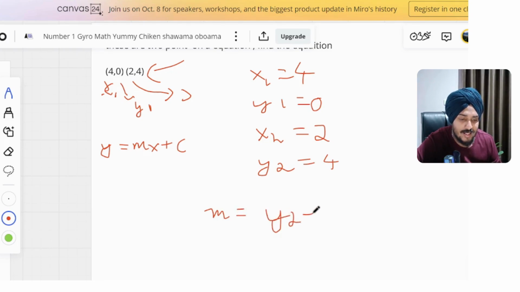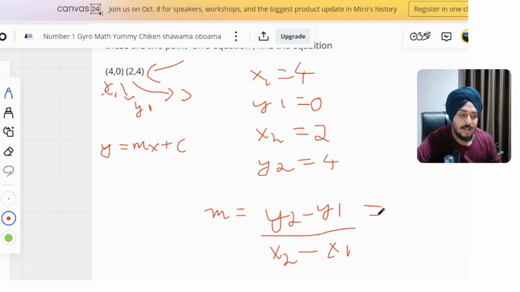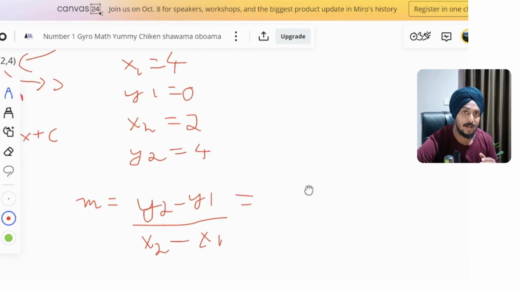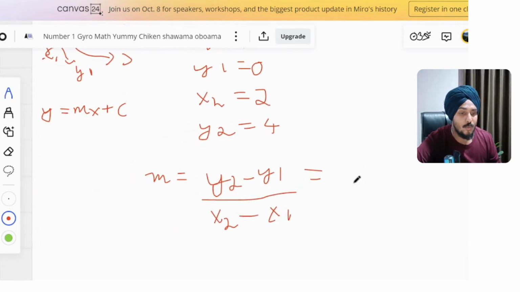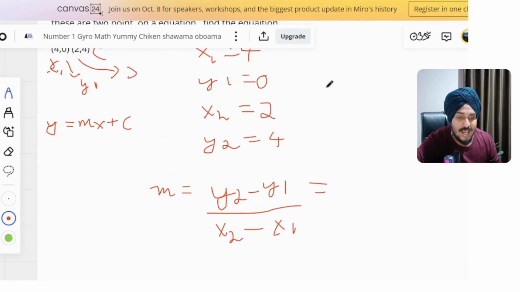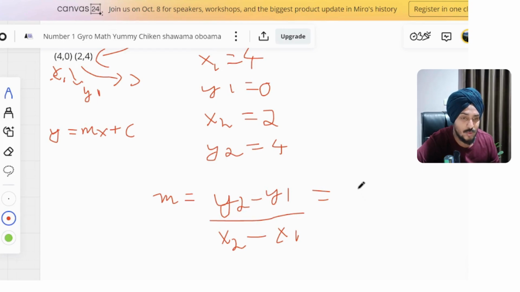If you want to find out m, actually, there is a formula. The formula is y2 minus y1 divided by x2 minus x1. Pretty simple. This is the formula. M is equal to y2 minus y1 divided by x2 minus x1. Now we have y2, we have x2, we have x1. So let's see how much is x2 and y2.